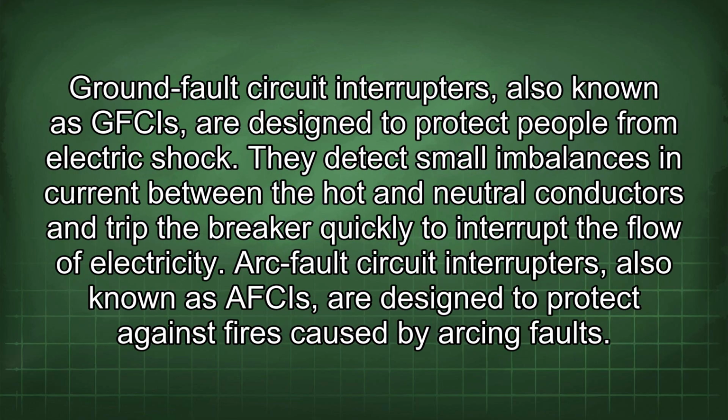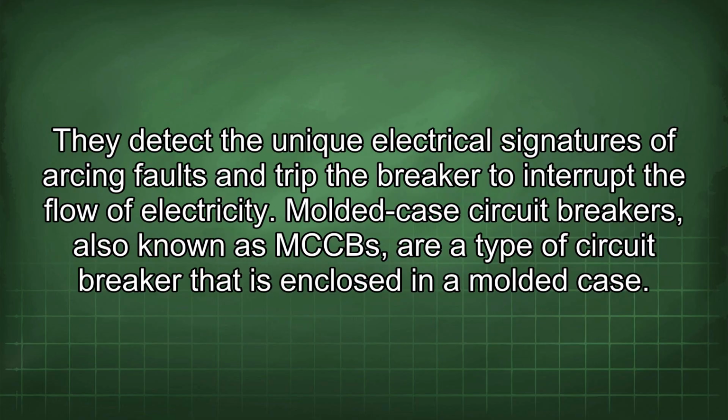Ground fault circuit interrupters, also known as GFCIs, are designed to protect people from electric shock. They detect small imbalances in current between the hot and neutral conductors and trip the breaker quickly to interrupt the flow of electricity. Arc fault circuit interrupters, also known as AFCIs, are designed to protect against fires caused by arcing faults. They detect the unique electrical signatures of arcing faults and trip the breaker to interrupt the flow of electricity.